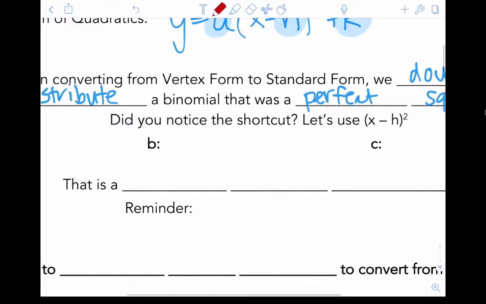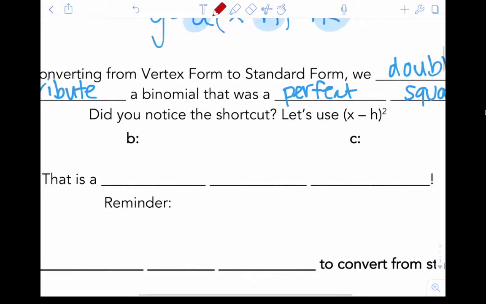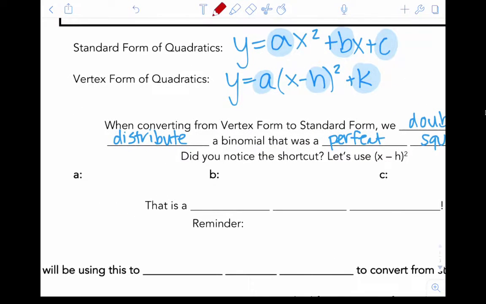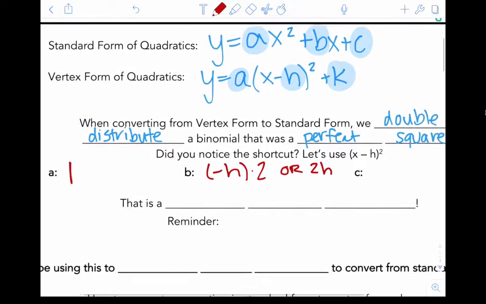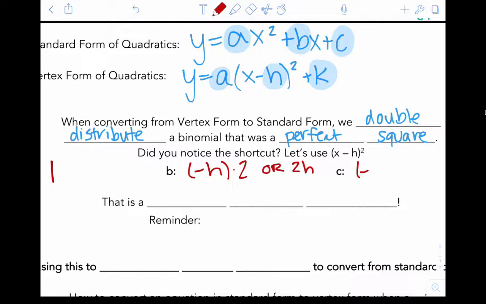So let's go ahead and write that with variables. If we use x minus h squared, just because that is vertex form, the a is 1, the b is negative h times 2, or you can just say 2h, and then the c is negative h squared, or if you just want to think of it as h squared. So we multiply it by 2, and we square it for the b and the c.